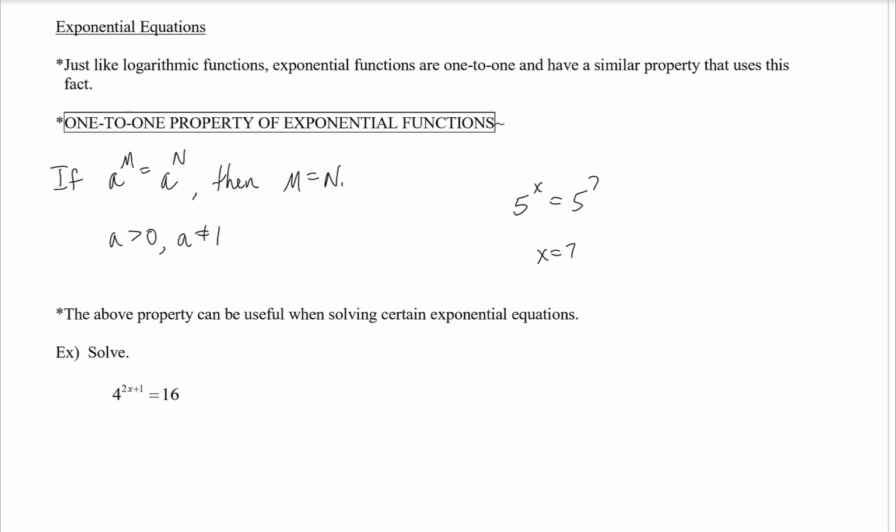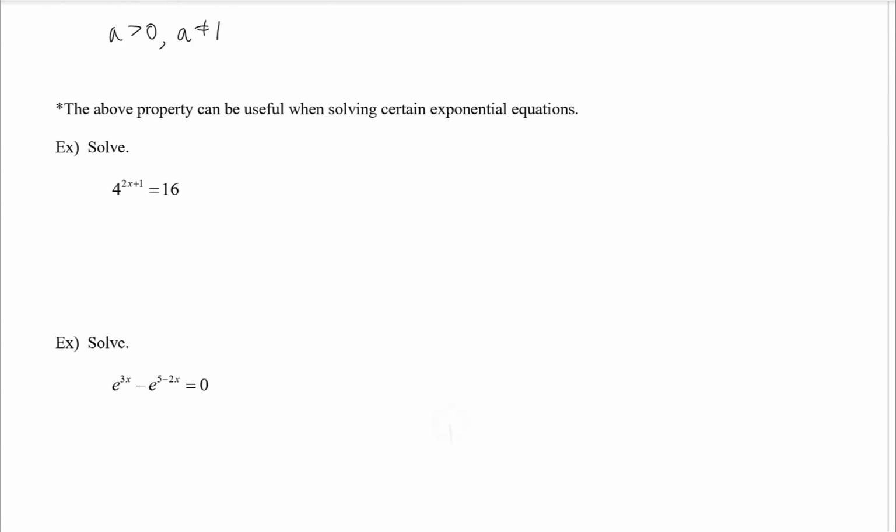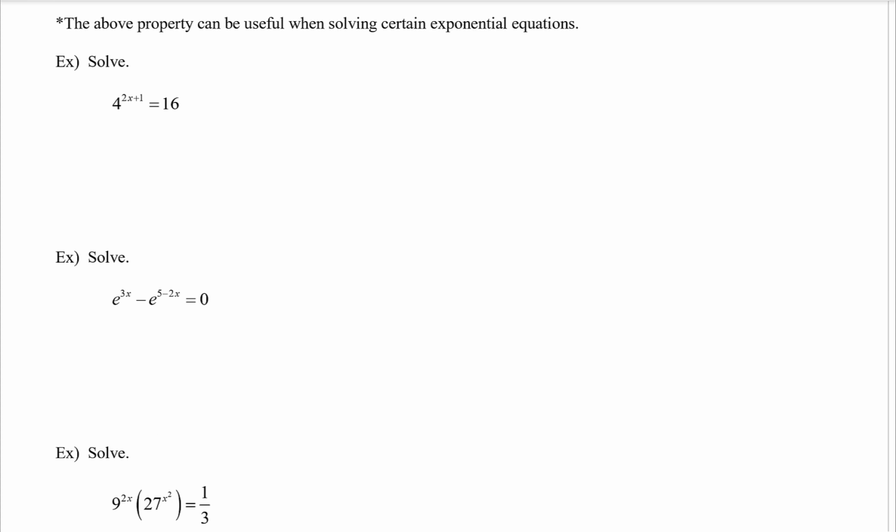And again, that's guaranteed by the fact that the exponential function y equals 5 to the x is 1-to-1. For every input, there's exactly one output. For every output, there's exactly one input. So very similar to logs, because they're both one-to-one functions. Why do we care? Turns out that that's quite helpful.